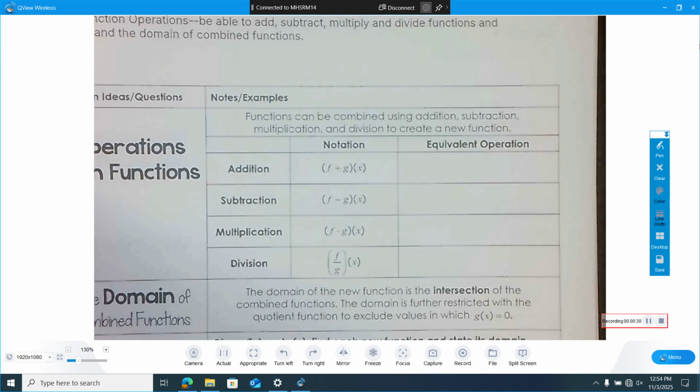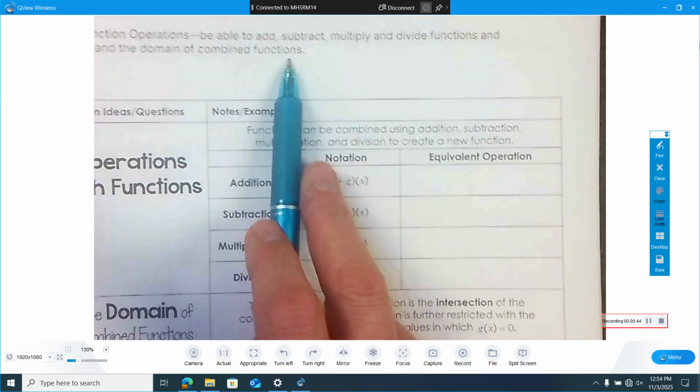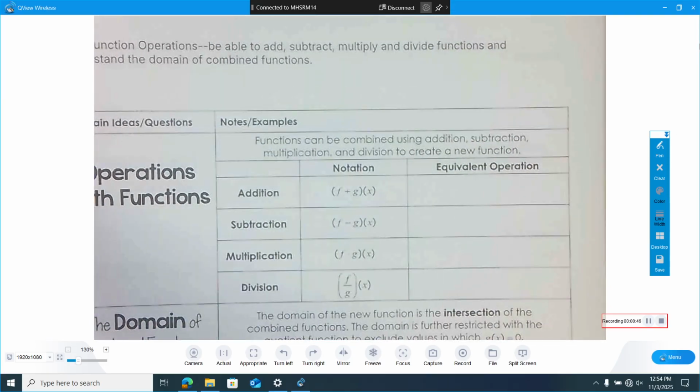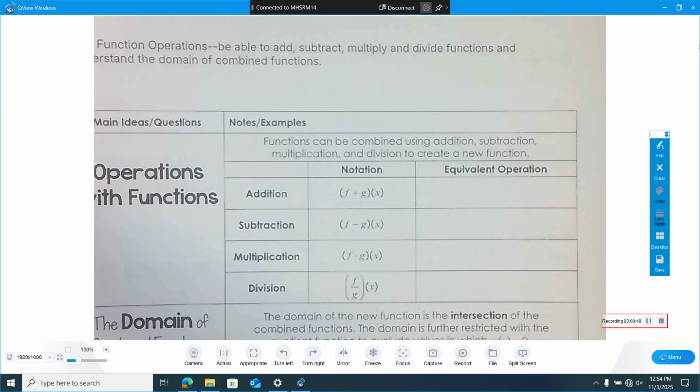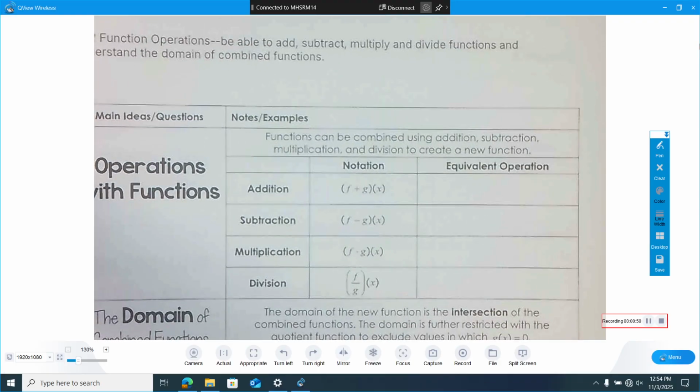So the next couple of days we're doing function operations, and I think probably the hardest part is to be able to figure out domain of things. So we're going to spend most of our time talking about domain. So we want to be able to add, subtract, multiply and divide functions, and then also talk about the domain, really.